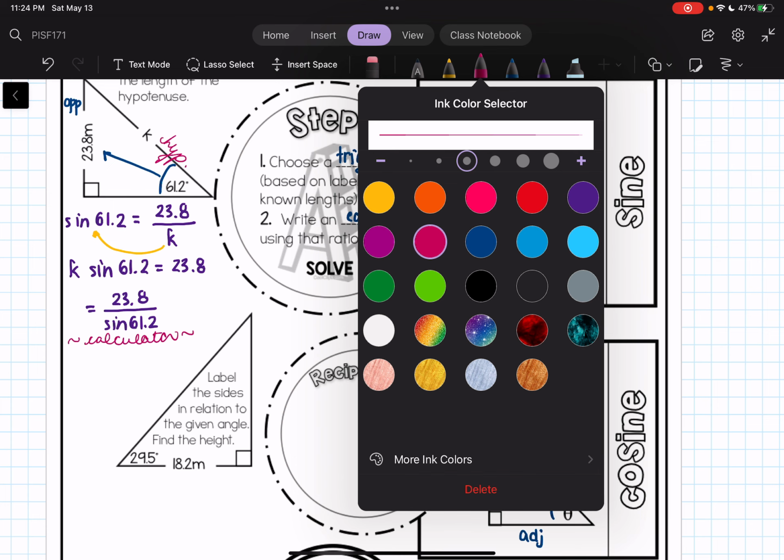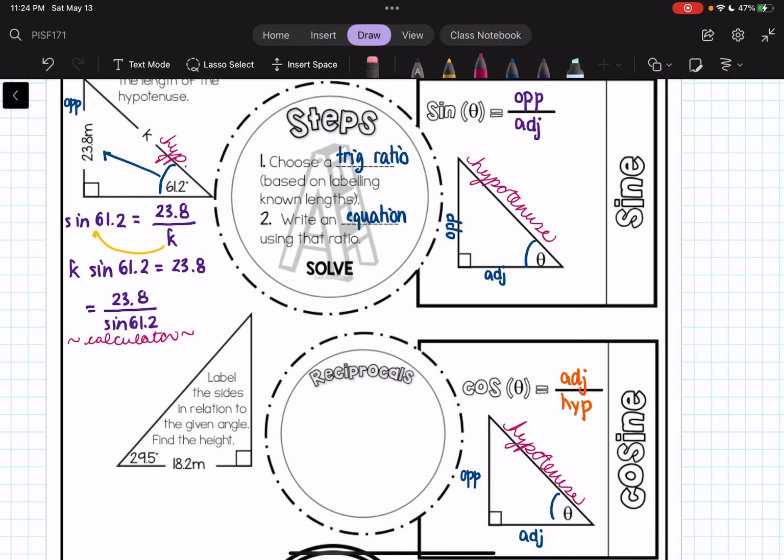Label, and I'm labeling it all the time here. I like to write my hypotenuse like this, you do not need to do that at all. All right, so label the sides in relation to the given angle, find the length. So here is my angle. This is the adjacent to my angle, and they want the height. And the height, I'm actually going to call it h, but that is the opposite to my angle.